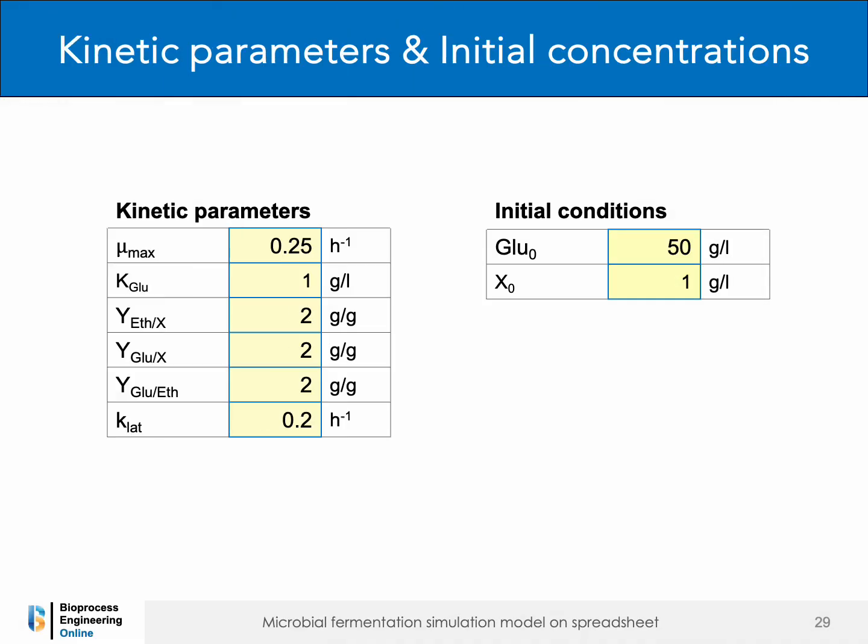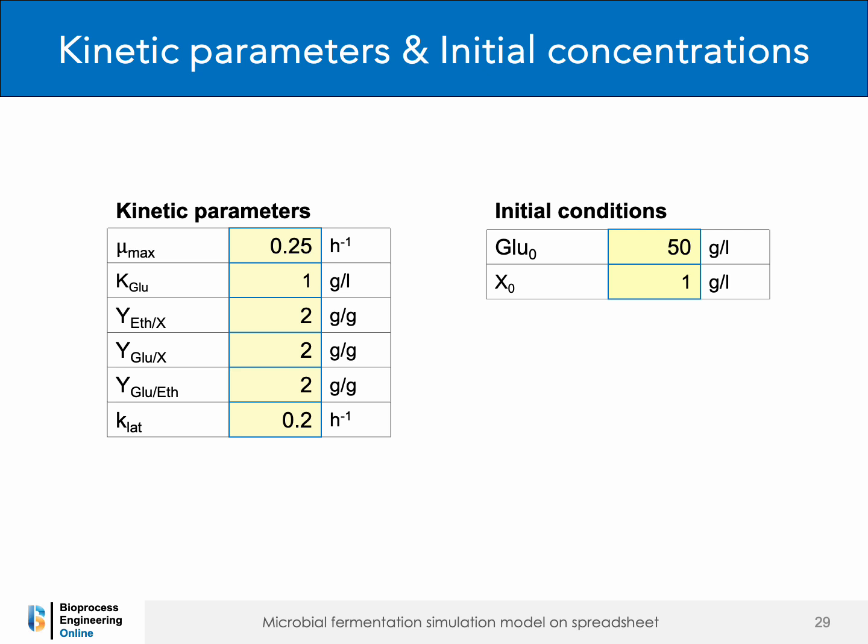In the kinetic parameters section, you enter initially assumed values for the parameters of the postulated yeast kinetic laws. They are obtained from experimental results analysis or from literature. Introduced values are, for example, 0.25 hour^-1 for mu max, 1 gram per liter for Ks, 2 gram ethanol per gram biomass for Y eth over X, 2 gram glucose per gram biomass for Y glu over X, 2 gram glucose per gram ethanol for Y glu over eth, and 0.2 hour^-1 for klat.